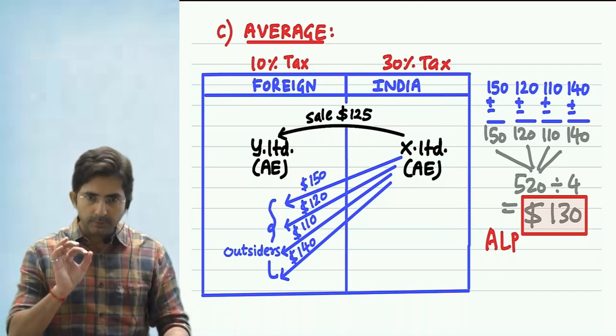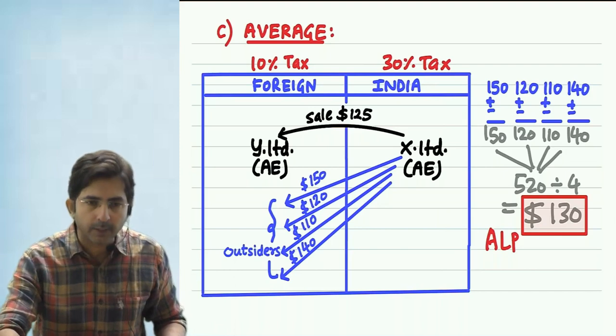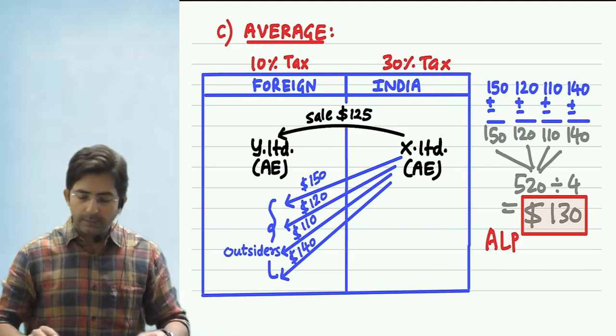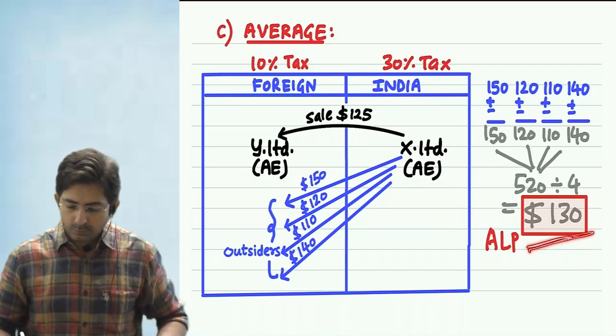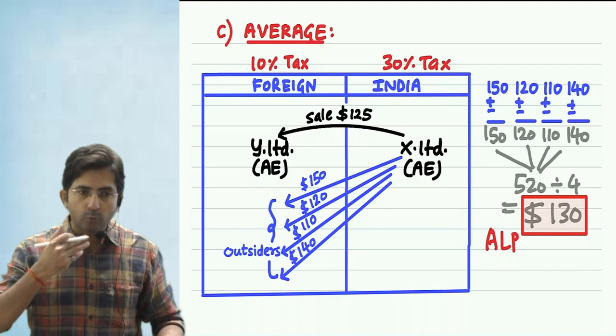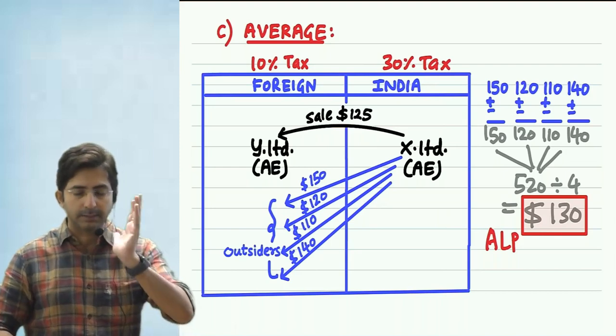Did you notice one thing? After every computation of ALP, we have to give a conclusion in the exam. So let's assume this is my answer. So what should be my conclusion now? You should know how to write the conclusion. See, the conclusion is written like this.